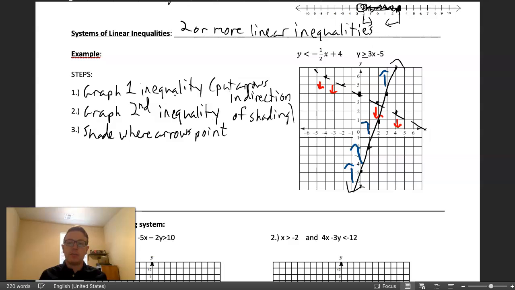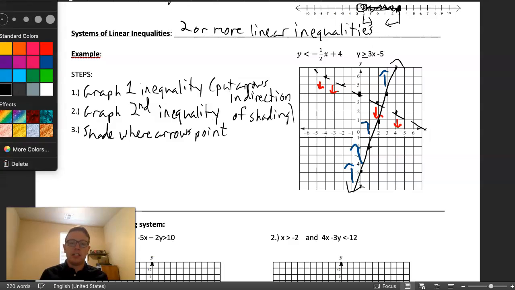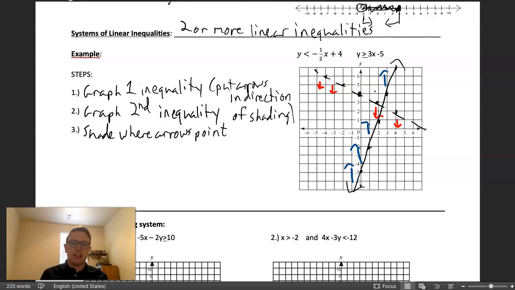This graph has been broken up into 4 different parts. This top part up here only has one set of arrows going towards it, so that's not going to work. This part over here has no arrows. This one only has the red arrows, and this has both sets. So this area in here is going to be our shaded region. This will be all possible solutions to this system of inequalities.